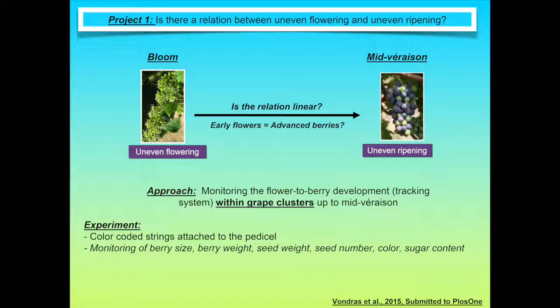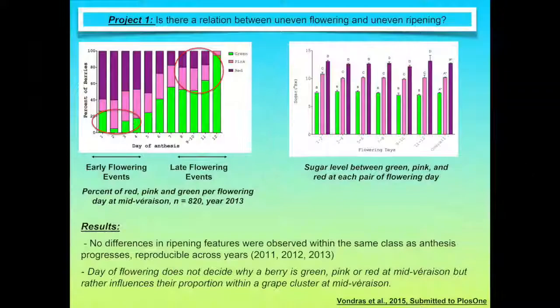In that case, what we did is we tagged the flowers with some color-coded strings, and we tried to correlate, depending on the color of the strings, whether it is in relation with the ripening stage. And we also monitored some other aspects, berry size and berry weight.